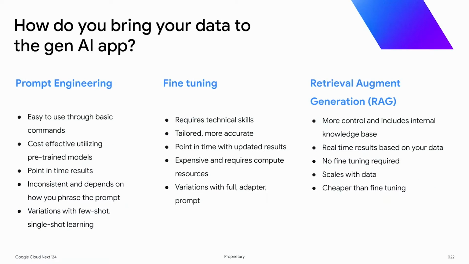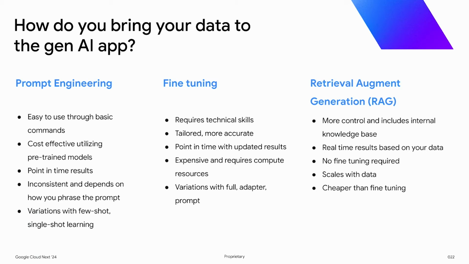Now, how do you bring these models? So to bring your enterprise data, you have 3 ways: prompt engineering, fine-tuning, and RAG. So let's talk about each. So prompt engineering, easiest of them to use, right? Because it's a mechanism to instruct the model on what is needed. The better the prompt, the better your results. So basic commands, very cost efficient, point in time. However, it's a little bit inconsistent. It depends upon how you phrase the prompt. You also have variations, whether it's few shot, single shot learning, depending upon how much you want to give to the prompt as well.